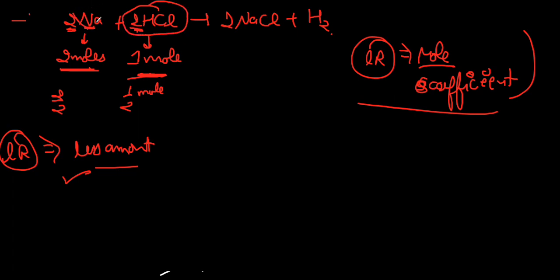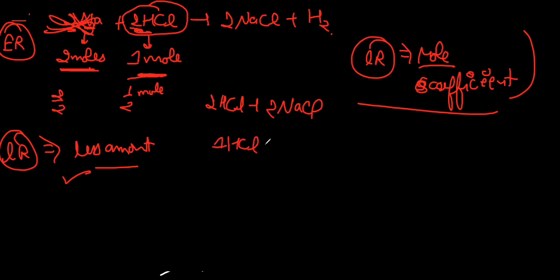You won't use the ratio using Na because that is wrong. This is the excess reagent now. Excess reagent won't help you determine anything. Limiting reagent will help you determine the moles. So then you will say 2HCl will be giving you 2NaCl. So 1HCl will be giving you 1NaCl because the ratio is 2 is to 2, which means 1 is to 1. In reality, you have 1 mole of HCl, so you'll be getting 1 mole of NaCl.